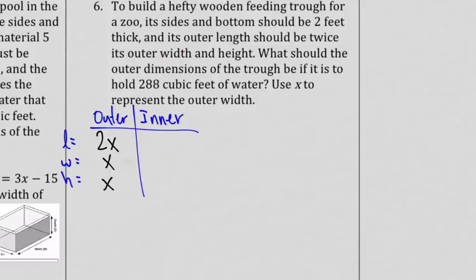There you go. What should be the outer dimensions of the trough if it is to hold 288 cubic feet of water? Okay, use x to represent the outer width. So they're telling me that the volume, let's write that down, is 288. How do we find the volume? By multiplying the inner length times the inner width times the inner height. Remember, to find the volume, you don't care about the outer, right? Because the thickness doesn't matter. You care about the inner. So using that information and using this, we can figure these out.